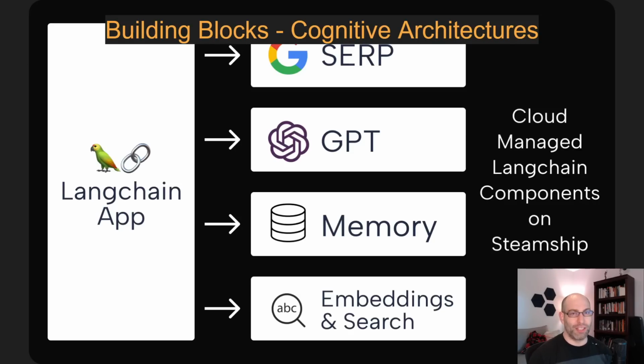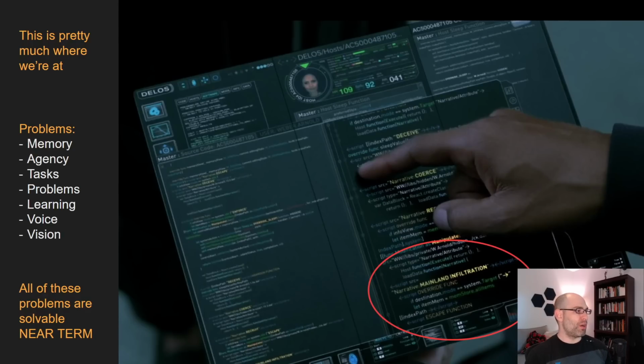So that's basically all there is to it. So the software is also almost there. This screenshot comes from Westworld. And so when I said this is pretty much where we're at, the robotic hardware is coming, the software is coming. There are a few open problems.